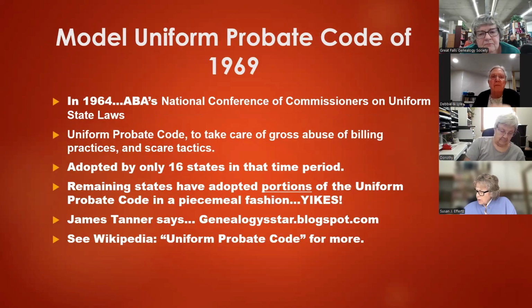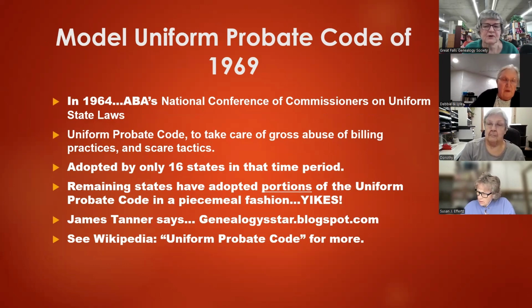The Model Uniform Probate Code for the United States was formulated by the American Bar Association and suggested and put into law by legislatures beginning 1969. In 64, the American Bar Association knew that they were getting hit frequently by people saying, why is this probate process so expensive? And why do I have to do so many things? And why did the lawyer just charge me this in this process?